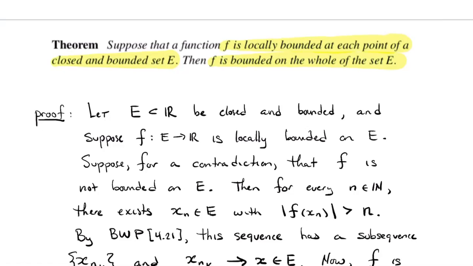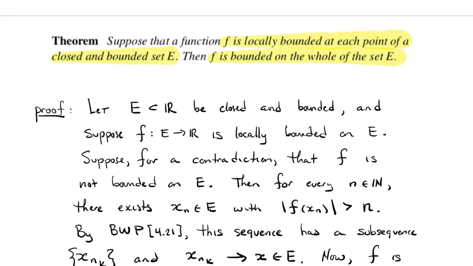Let's do it. We're going to give the proof. We're going to use the Bolzano-Weierstrass property that we just proved. So let's take our subset E and suppose it's closed and bounded, and then take some function on E that's locally bounded. So that's just setting up the hypothesis. And then I want to show that f is globally bounded. I want to show f is bounded. So I'm going to go by contradiction. Suppose for a contradiction that f isn't bounded.